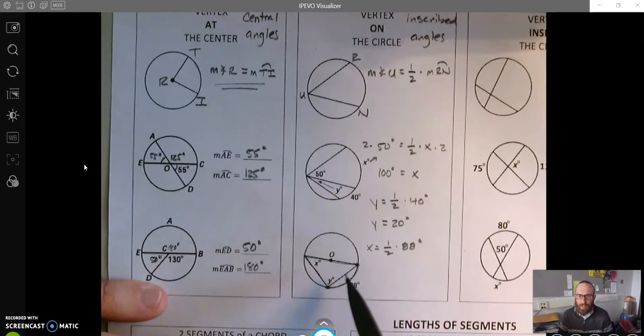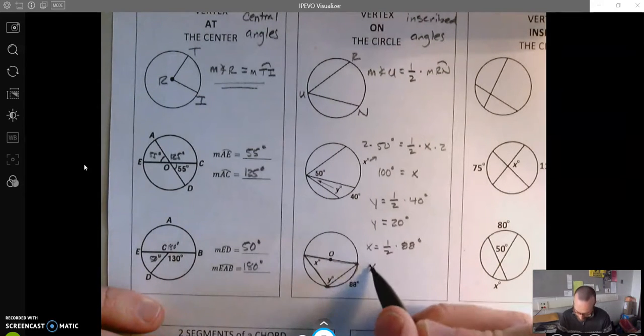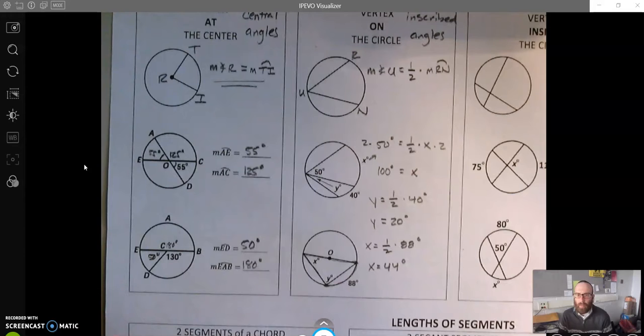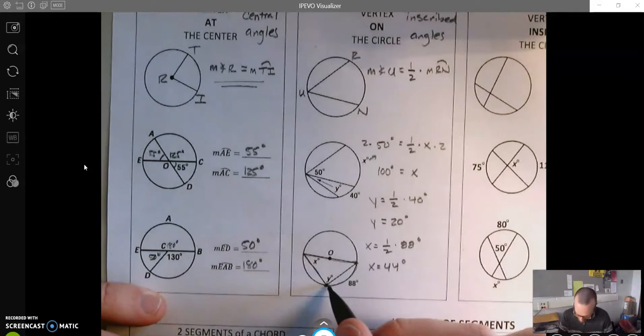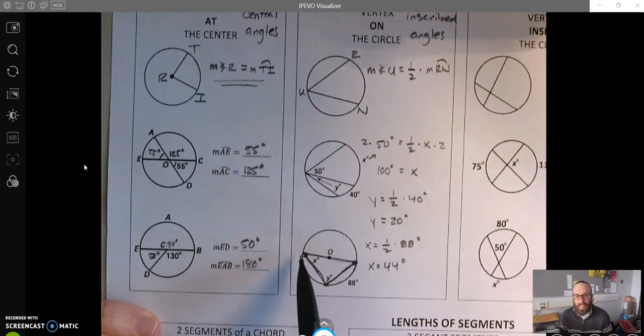Sometimes it's a little tough with a chord to see which part's being intercepted, so we just follow that out. That makes x 44 degrees. Now y, if I follow, intersects here and here. What I want you to see is that y is intersecting the diameter.